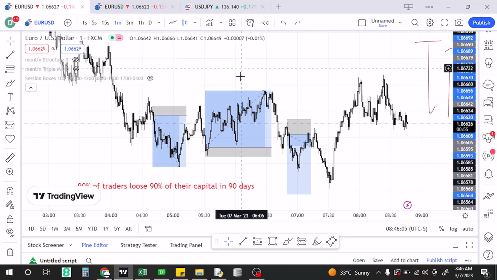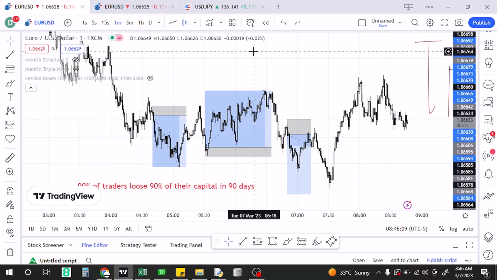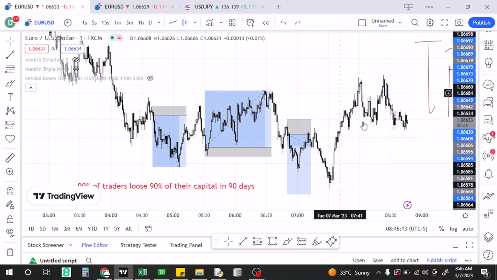Me personally, I'm trading the London session open. That's the open of the London session. I don't really trade 360 degrees around the whole day. Okay, so what sessions are you going to trade?